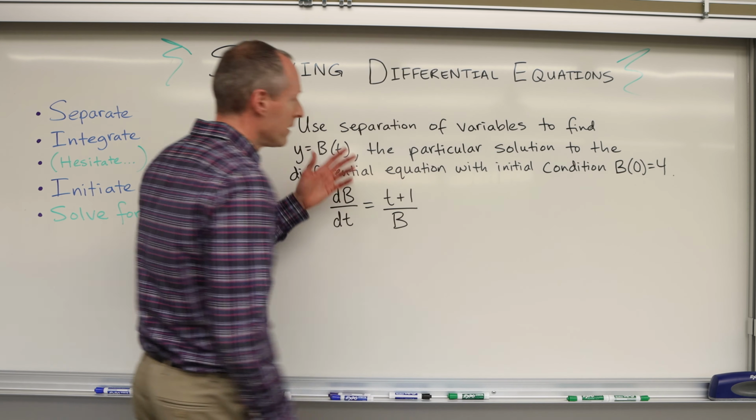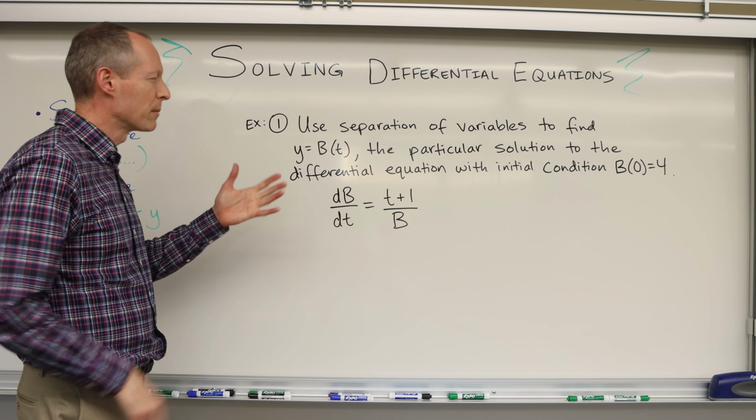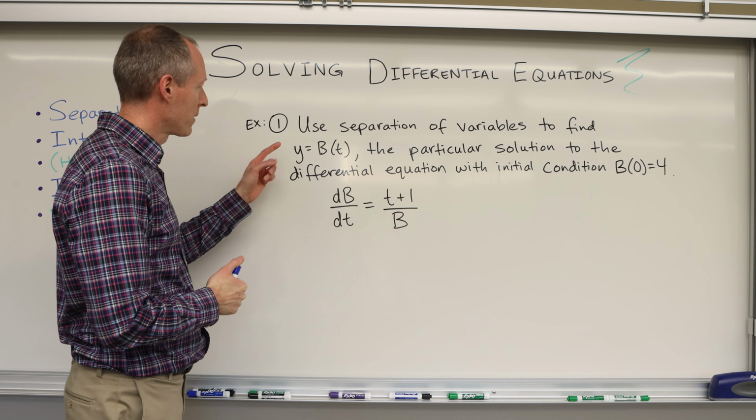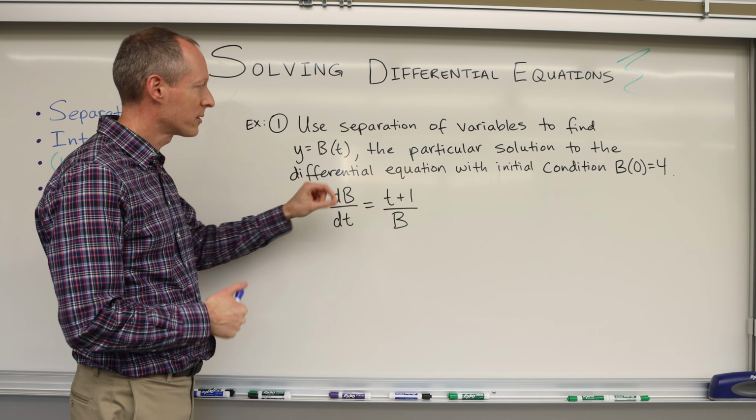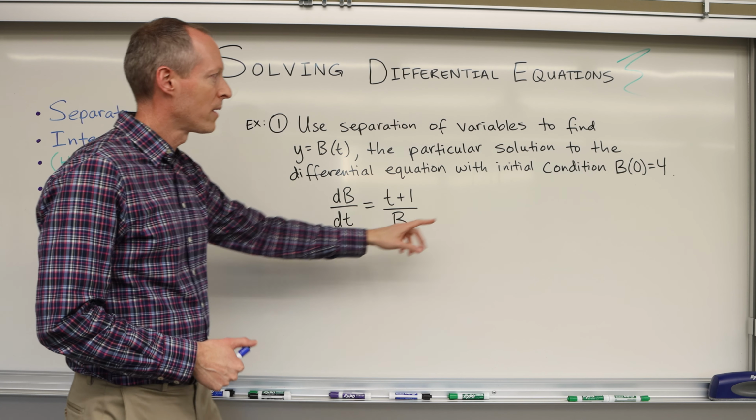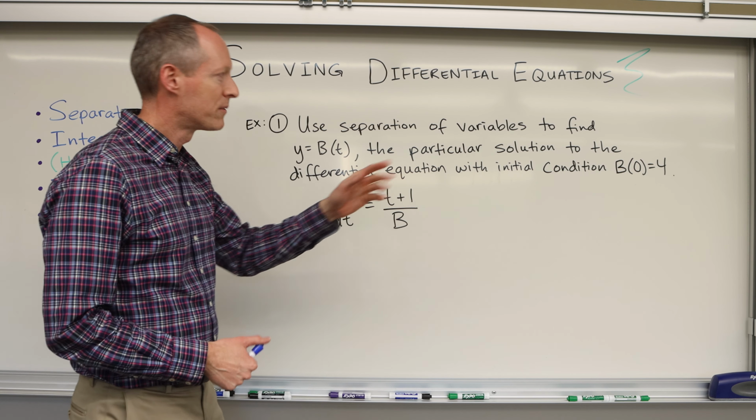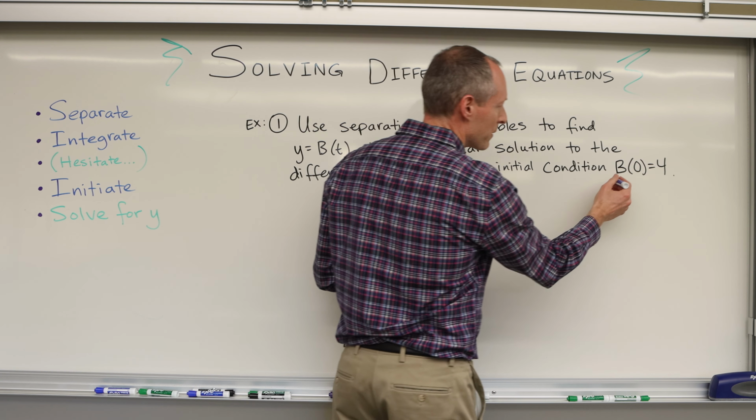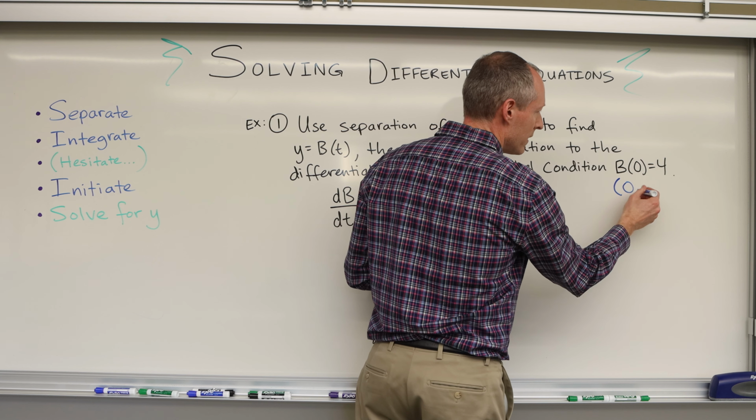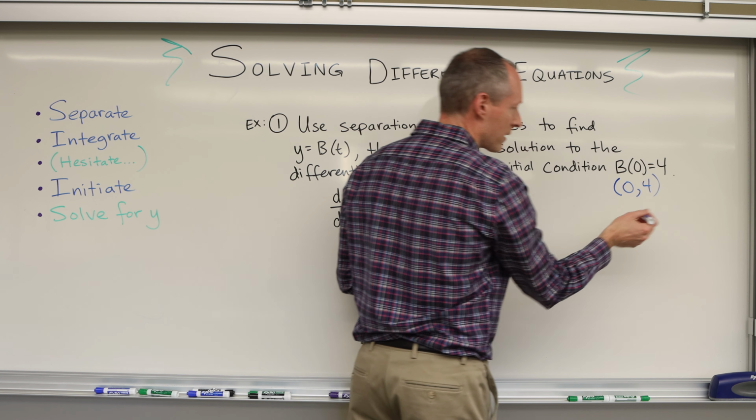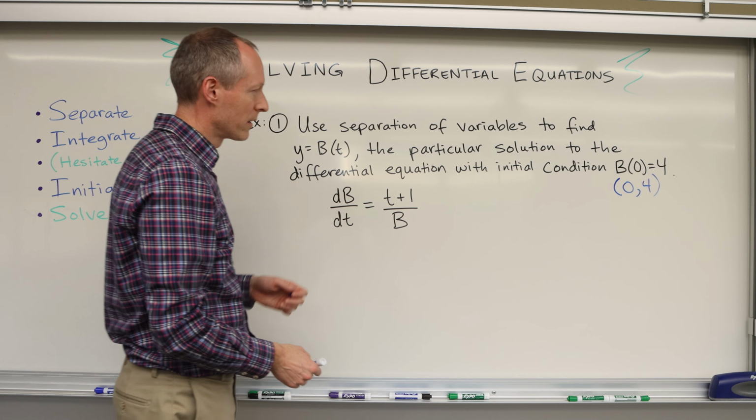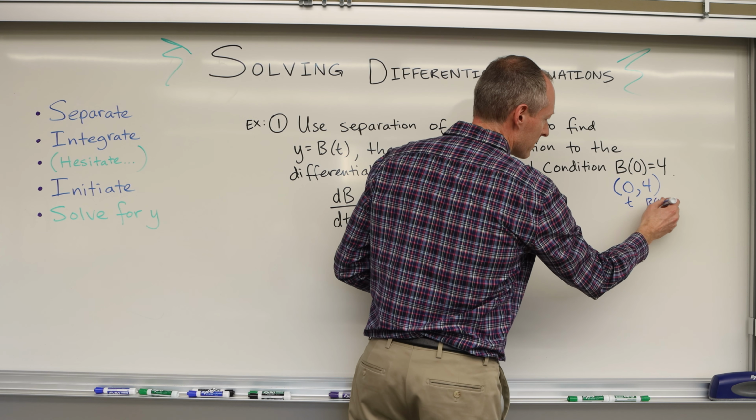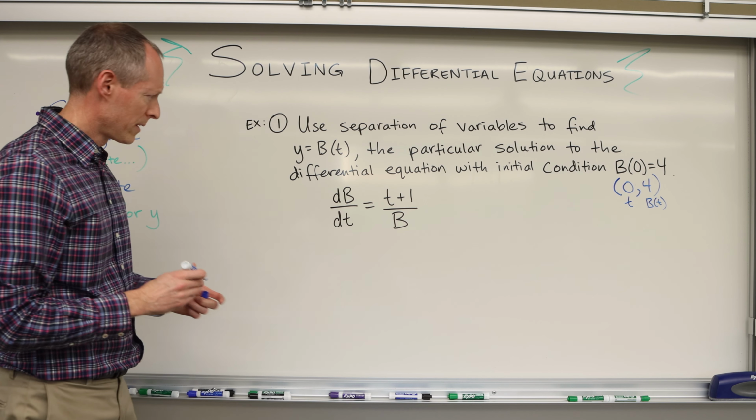So let's look at this example, which is similar to one from an AP exam a couple years ago. Use separation of variables to find y equals B of t, the particular solution to the differential equation given here with initial condition B of 0 equals 4. Initial condition is basically an ordered pair. This is in function notation, but you can realize it's basically (0, 4), like x, y. In this case, our letters are t for time, and B of t is like the y value. But here's what we'll go through now.